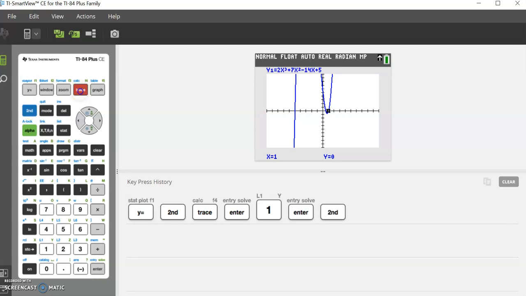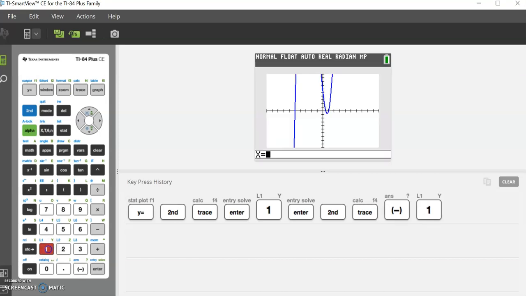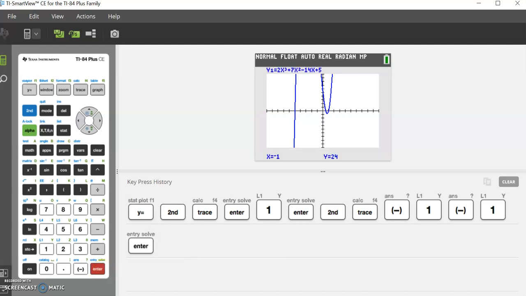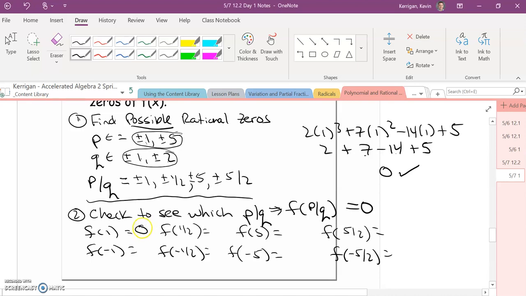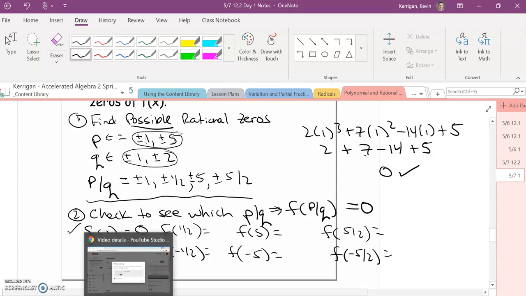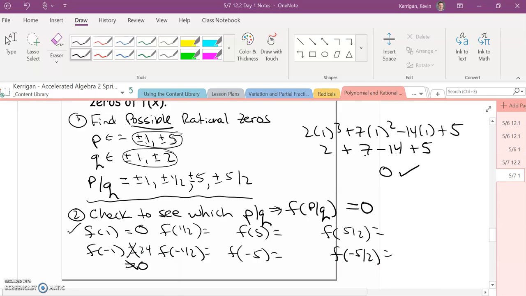Okay, if I do it again, second calc, let's try -1 now. If I plug in -1 and hit enter, it gives me a y value of 24. All I care about is if my answer is 0. Okay, so f of 1 was equal to 0. F of -1, I got 24. I don't even really need you to put that it's equal to 24. I just need you to put that it doesn't equal 0. It's only a matter of, does it equal 0 or does it not equal 0?